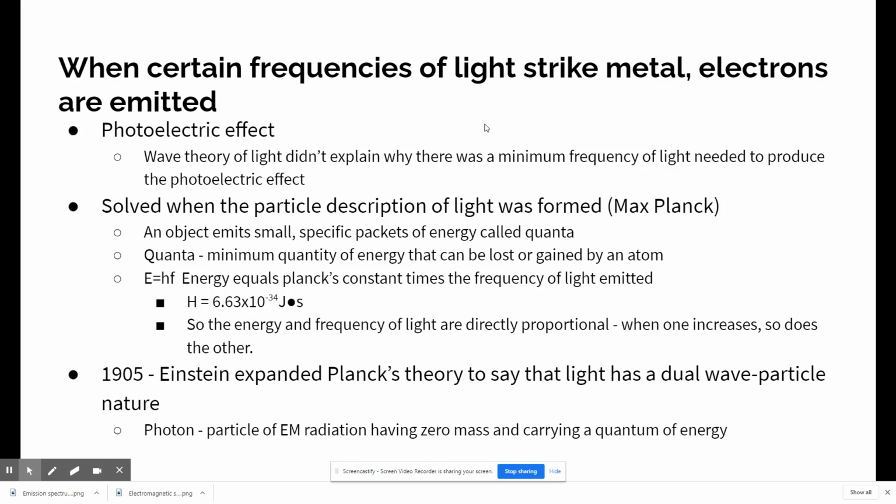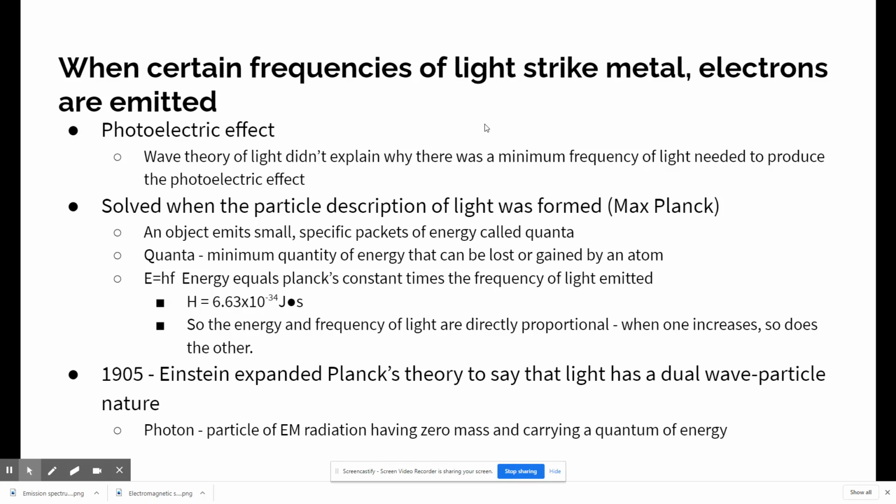So then Max Planck got the idea that light can also act like a particle. Specifically, it can carry a discrete amount of energy called a quanta, which is the minimum amount of energy that can be lost or gained by an atom. And so if it's going to carry a certain amount, then it must be behaving like a particle, is what he said.